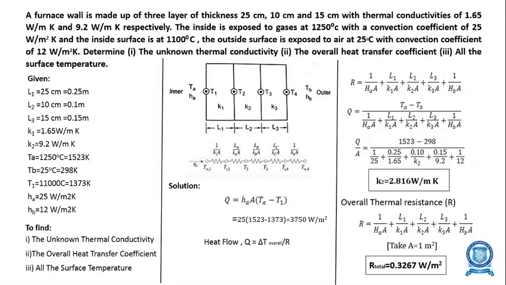The inside is exposed to gases at 1250 degrees centigrade with a convection coefficient of 25 watts per meter square Kelvin. Therefore, at the inner surface, the temperature is 1250 degrees centigrade and the convection coefficient HA is equal to 25 watts per meter square Kelvin.